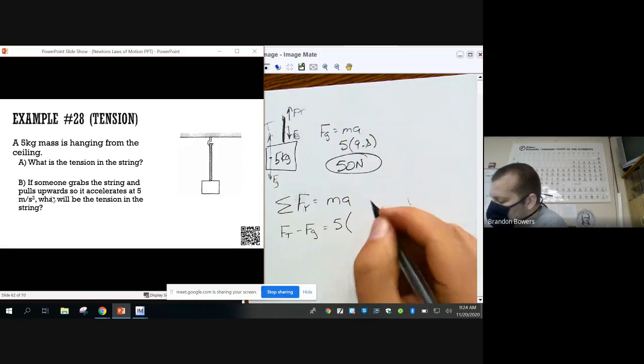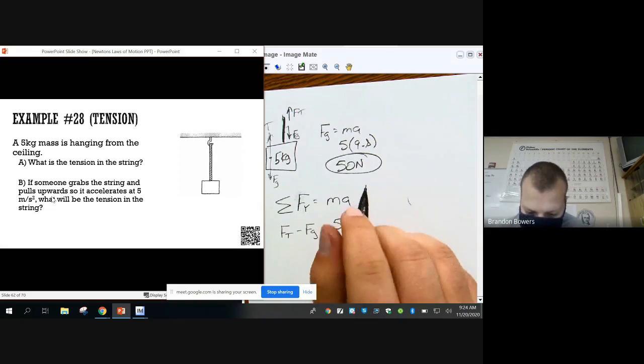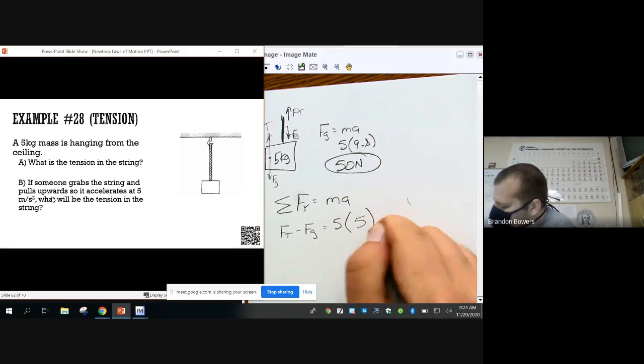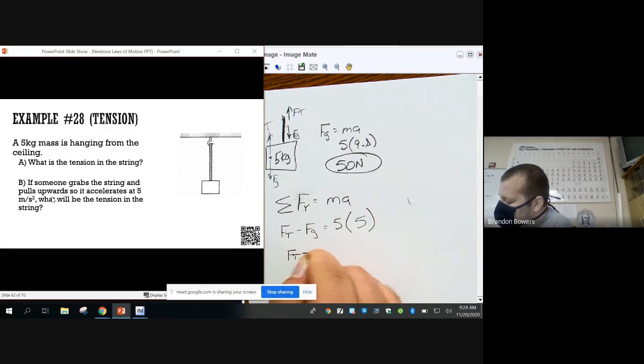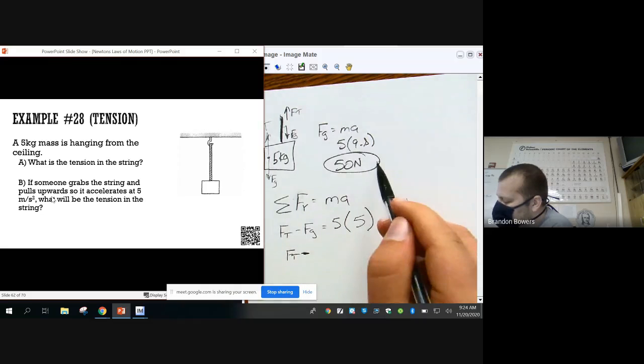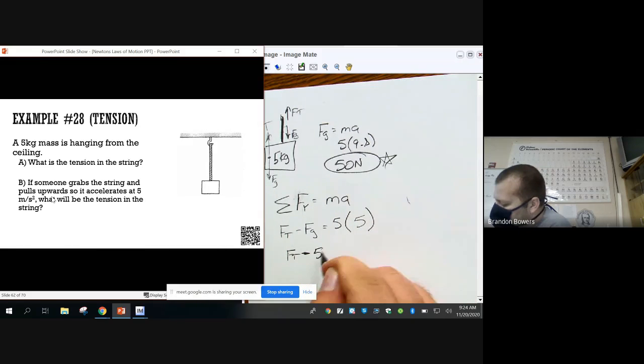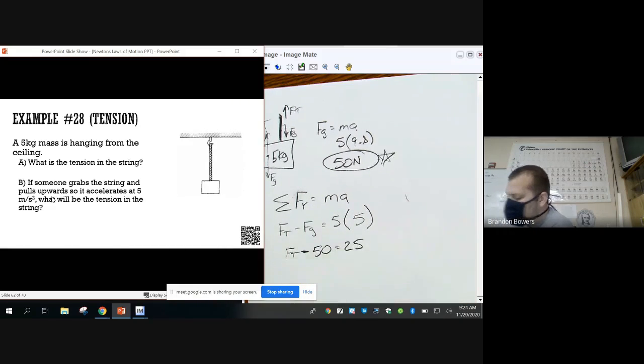So what's the acceleration I'm pulling at in the problem? This says 5. So force of tension minus the force of gravity, which I solved earlier, is equal to 25. What's my force of tension in this problem? Bada bing, bada boom.